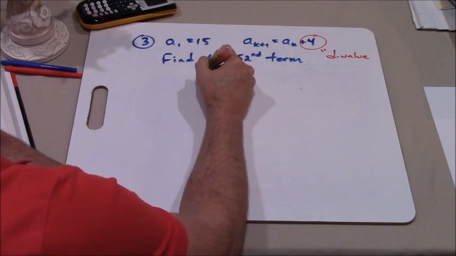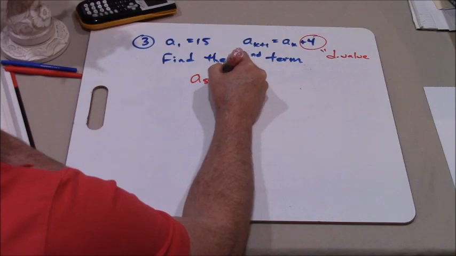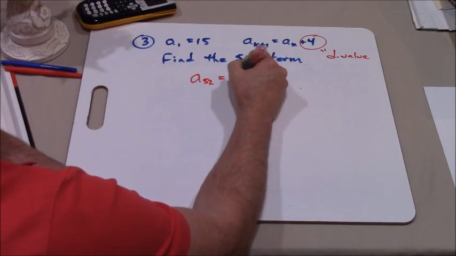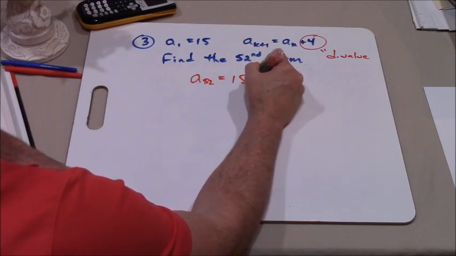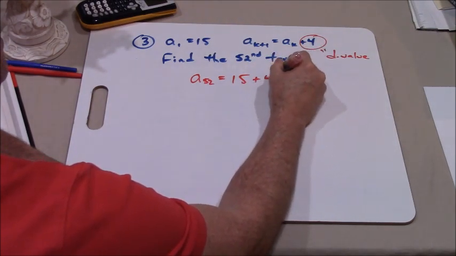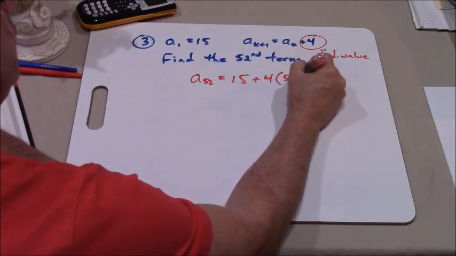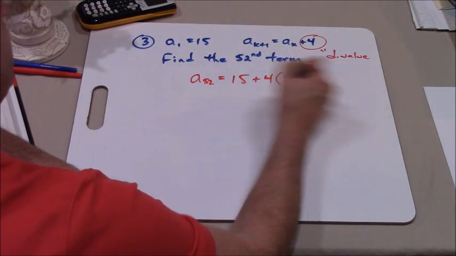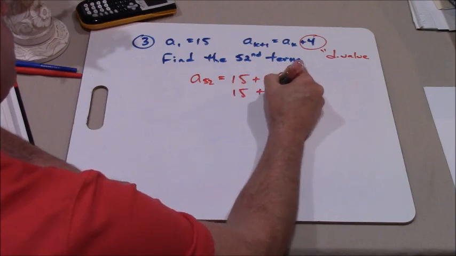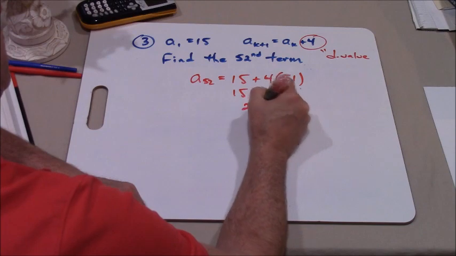All right, using our same formula, we're looking for the 52nd term, so a sub 52 is equal to the first term, which is 15, plus, we can see we're adding 4 each time to get to the next term, and we're multiplying that by 1 less, so 51. So I've got 15 plus 204. Add those together and you get 219.